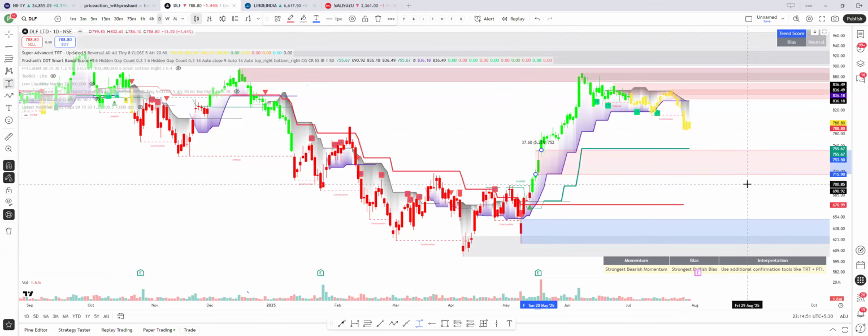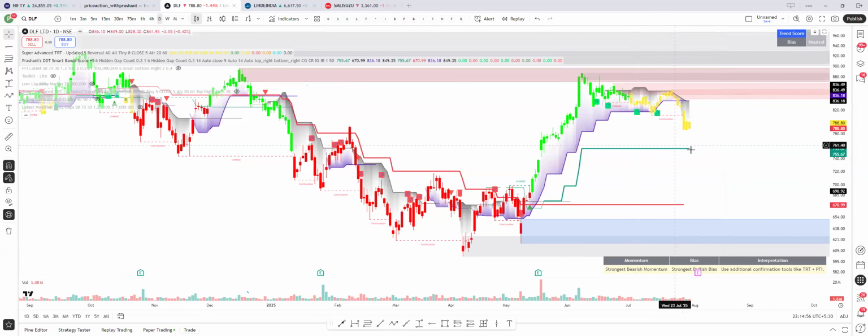So this area, it is possible that it may come and touch this momentum band, bias band. After that, it may start going higher. And in that case, also stop loss will be very big. So risk reward is not favorable for me.